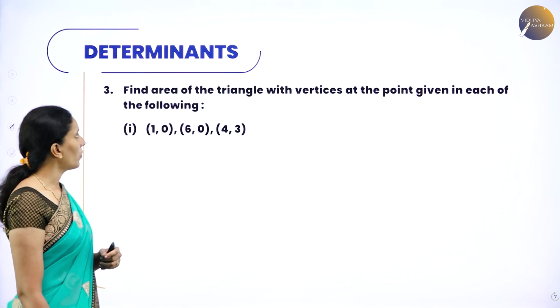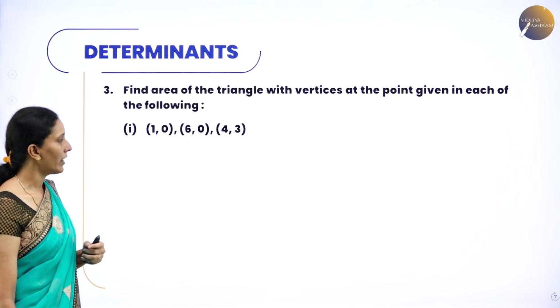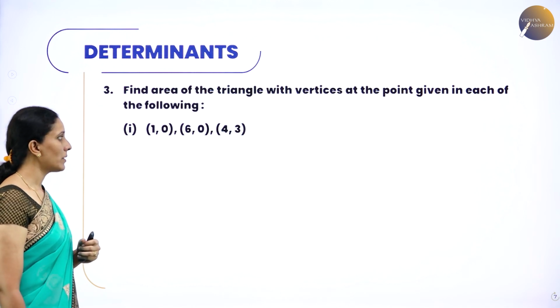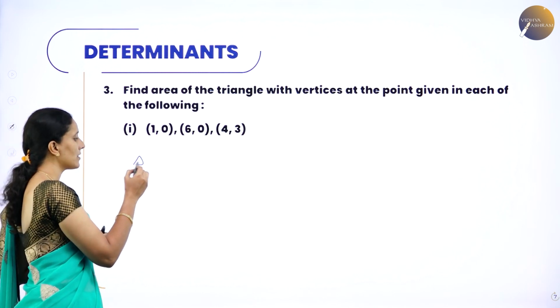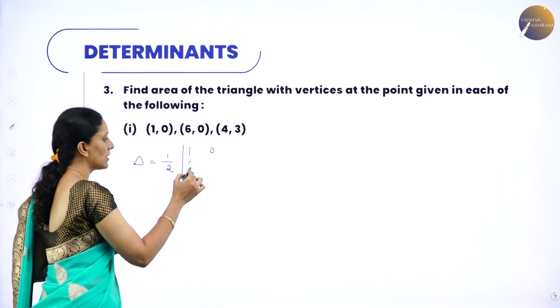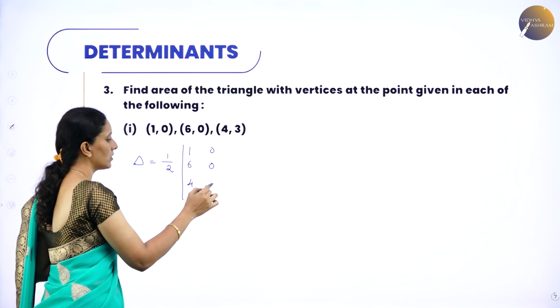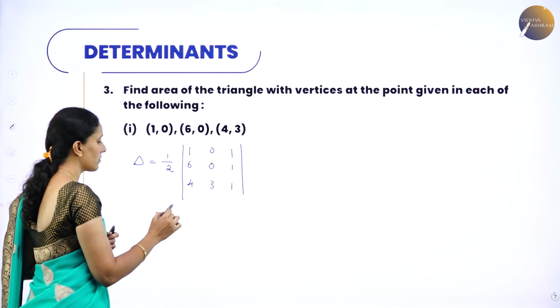Now, let's take a few more questions. Find the area of the triangle with the vertices at the points given in each of the following. (1, 0), (6, 0), (4, 3). So, let me write delta is equal to half of the determinant with rows 1, 0, 1; 6, 0, 1; 4, 3, 1. Simple.